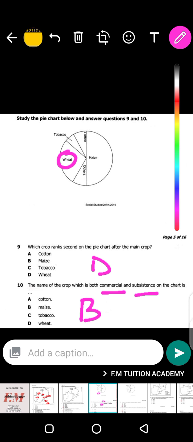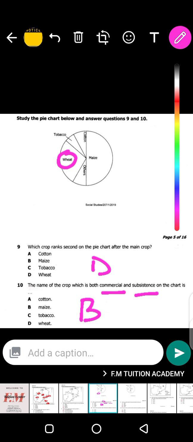Why not cotton? Cotton, you cannot grow it at home, so it's not subsistence. Subsistence means a crop that you grow at home. Commercial means a crop that you grow in farmland. You have a big farm and then you grow to export or sell to others, so it's always for trade purposes. Commercial is for trading purposes.